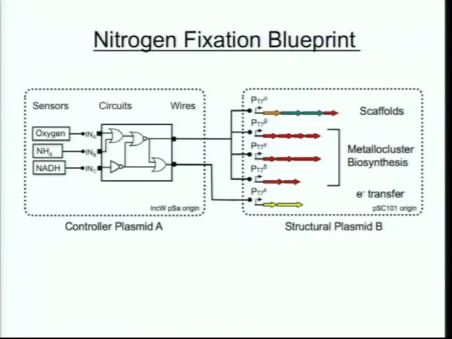And so this is the overall blueprint of the refactored nitrogen fixation gene cluster, where we have sensors that are responding to oxygen, energy levels, and ammonia, which are then integrated by a series of circuits. They then control different operons that are involved in the actual process of fixing nitrogen. And each one of these systems is split into a controller and a structural plasmid.